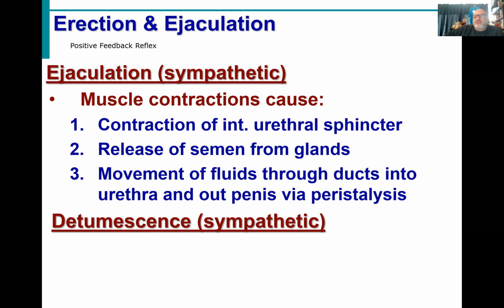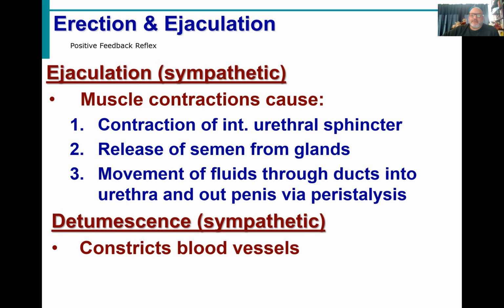Once ejaculation occurs for the male, then the male enters basically a refractory period that we call detumescence. Again, this detumescence is also driven by the sympathetic nervous system. The other smooth muscle that contracts is the blood vessels of the erectile tissue.